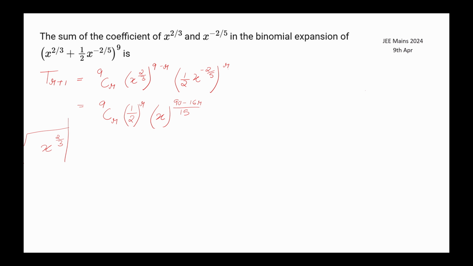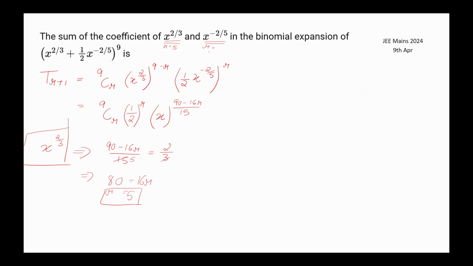Now if I were to make this entire term 2/3, that means (90 minus 16r)/15 would be equal to 2/3. Let me cancel things out. This would become 5, here we would be left with 10. So 80 would be equal to 16r, and from here r I get to be 5. So I've gotten the value of r for the first term, which is x to the power 2/3. Here r is equal to 5.